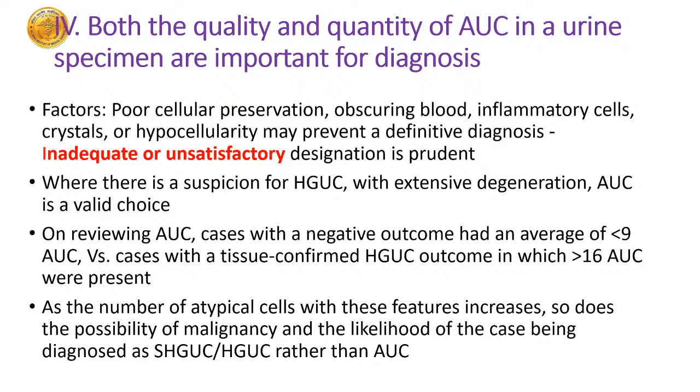Now, there is another caveat to this. Where there is a suspicion for high-grade urothelial carcinoma, but there is a lot of degeneration, the valid choice of category would be AUC. It is better for the clinician to repeat the urine sample, maybe cystoscopically, maybe with a barbotage, but with extensive degeneration, do not straight away call AGUC.